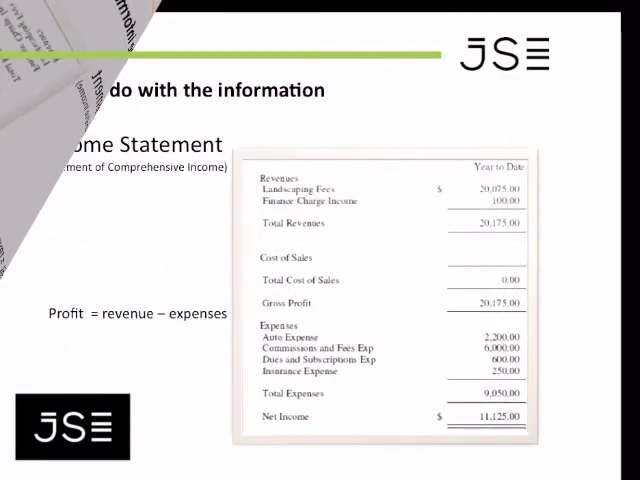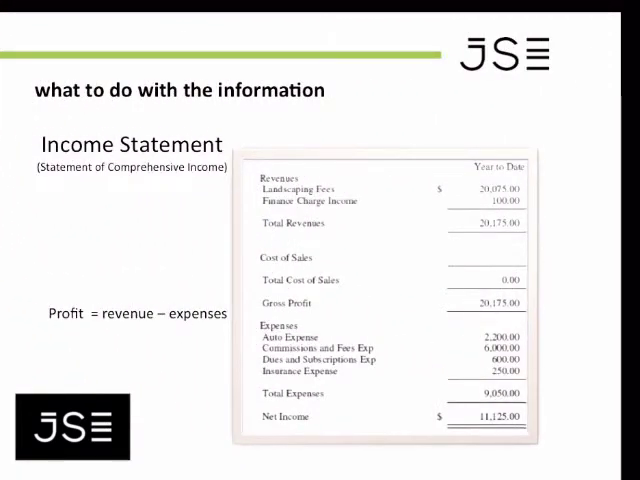So the income statement is where you can get information, as I said, on the profit of the company. Profit is also referred to as net income. And that's basically the revenue. Another word for revenue is sales. Another word for sales is turnover. And you take the revenue number, and when you subtract the expenses, that gives you your profit.